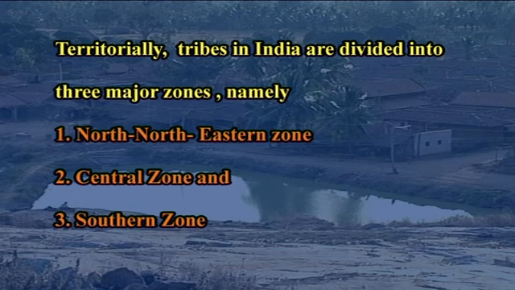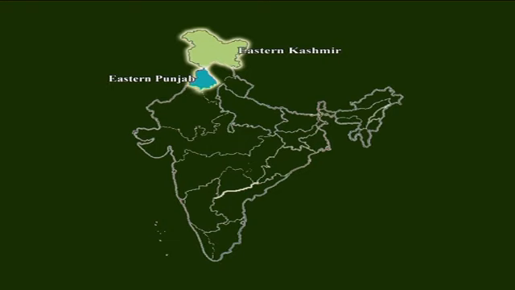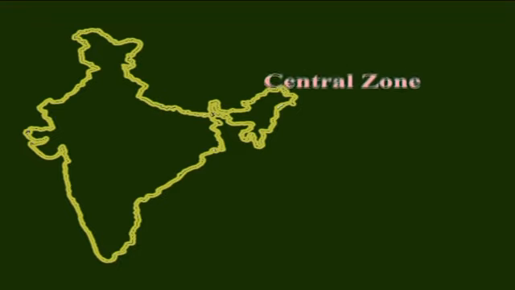Territorially, tribes in India are divided into three major zones, namely North-Northeastern Zone, Central Zone, Southern Zone. North to Northeastern Zone: Eastern Kashmir, Eastern Punjab, Himachal Pradesh, Northern Uttar Pradesh, Nagaland, Assam, etc. constitute this zone. The Aka, the Mishmi, the Chulikata and the Naga are some of the tribes of the zone.